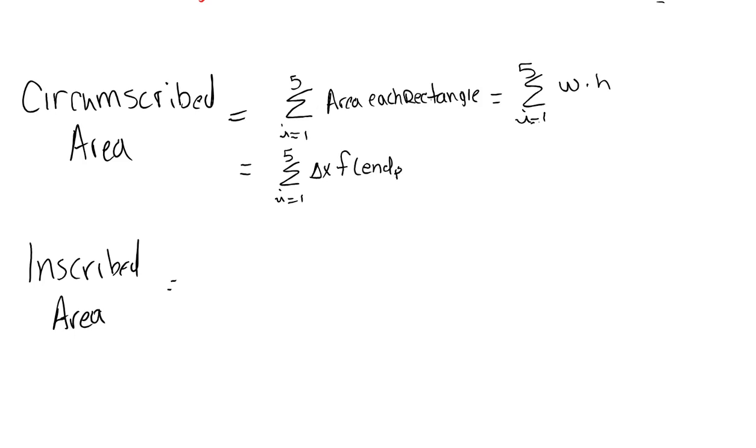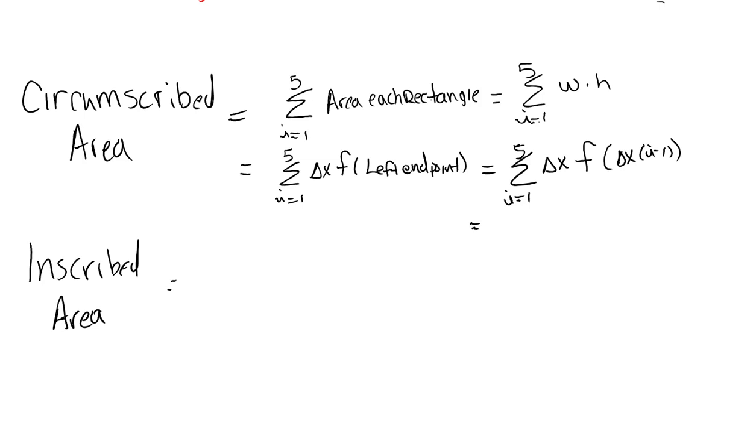And specifically for the circumscribed rectangles, those were the left endpoints. We got a formula for the left endpoints, and the formula for the left endpoints is delta x times i minus 1.